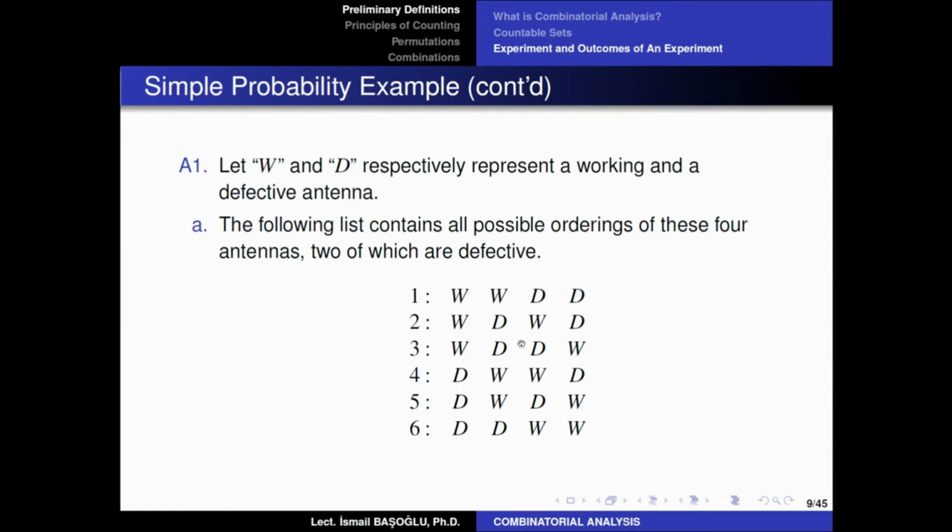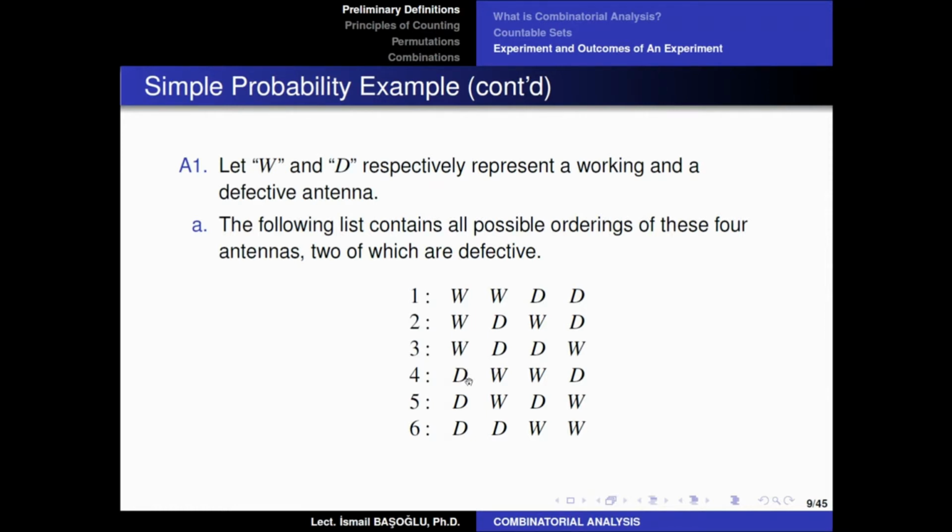And this is the second example of a possible ordering. So I may have my first antenna working, the second antenna defective, the third antenna working, and the fourth antenna defective. Another possible ordering that I may end up with is the first and the fourth working, and the second and the third antennas defective.